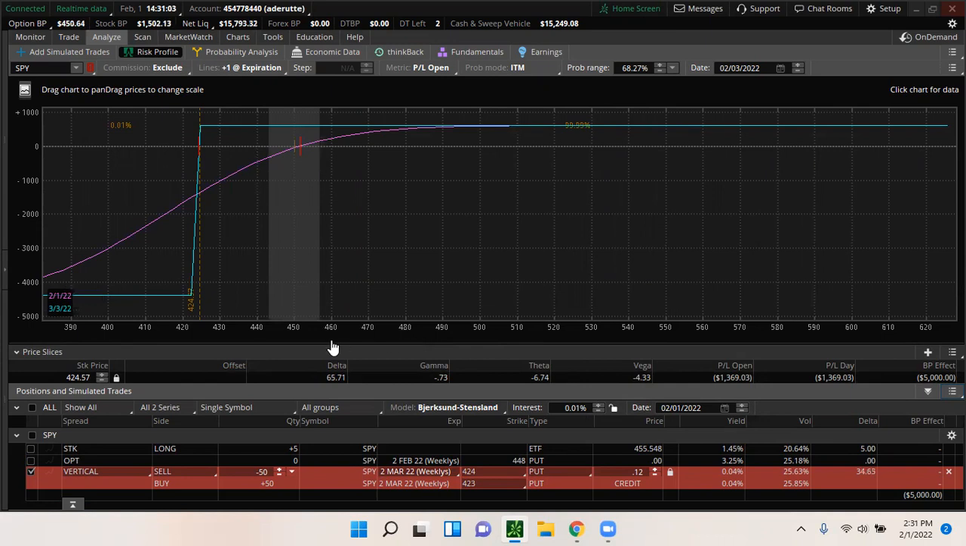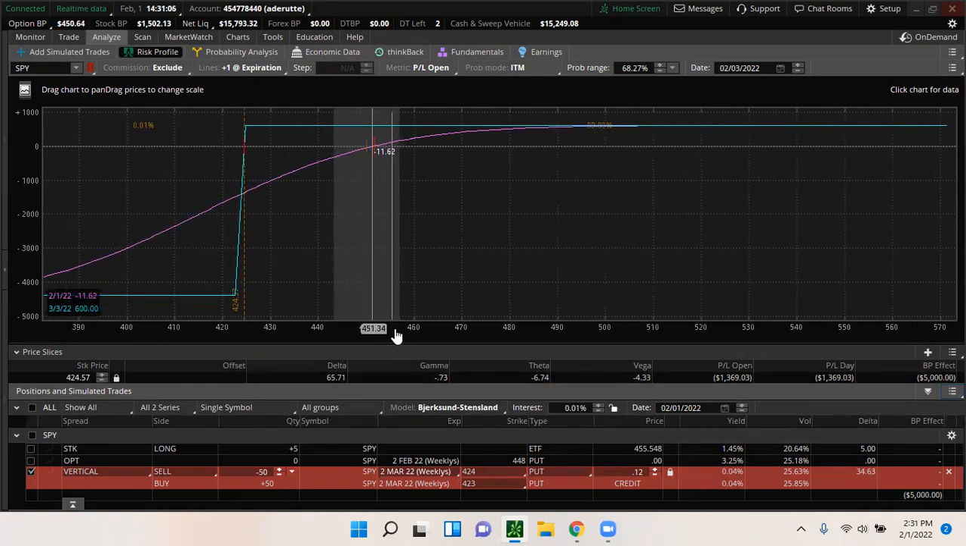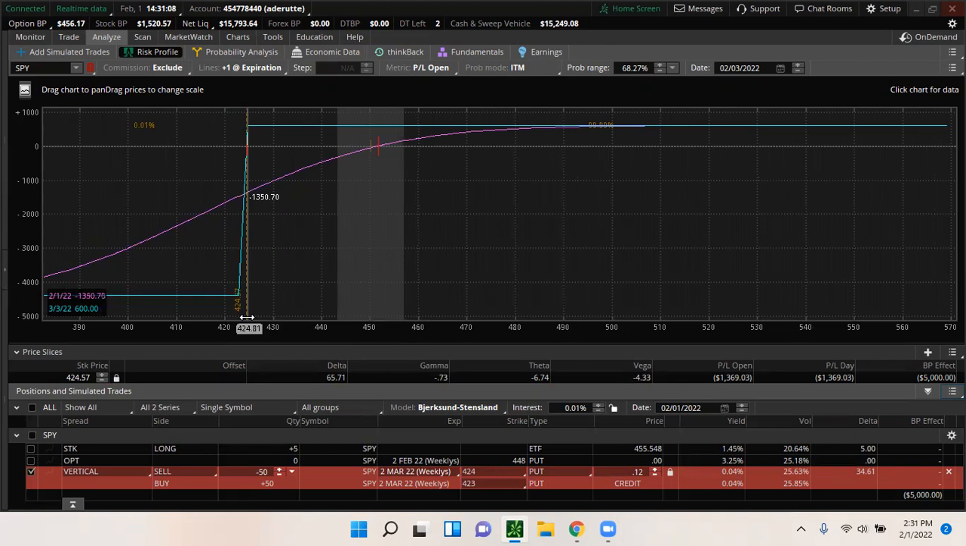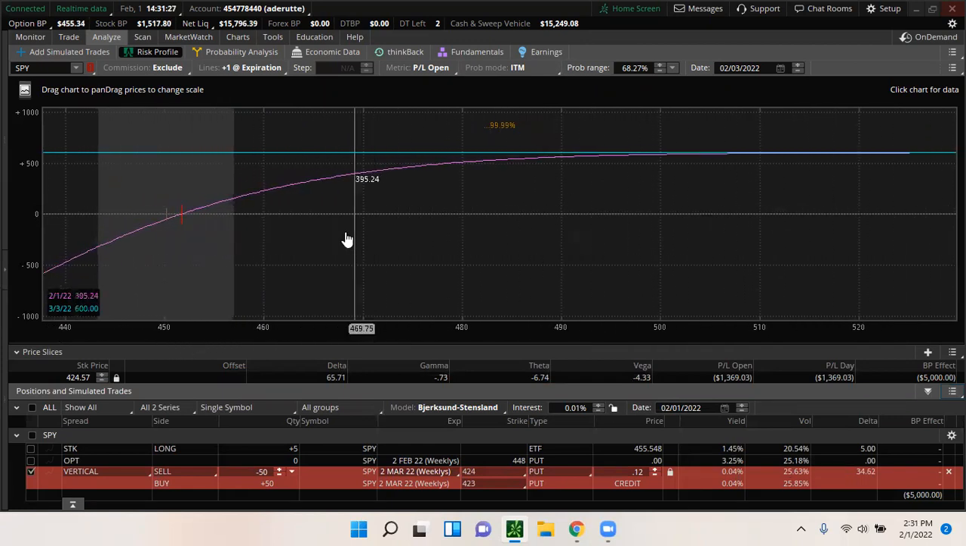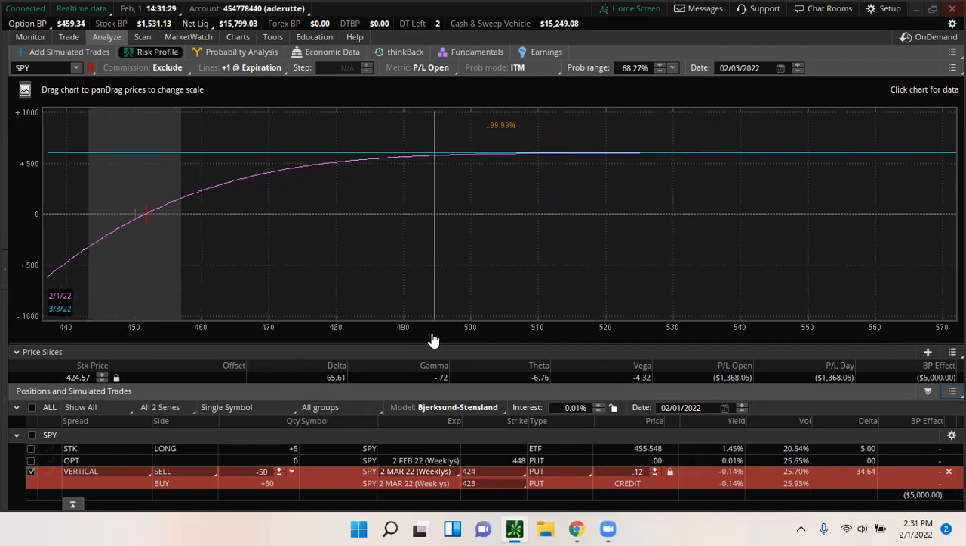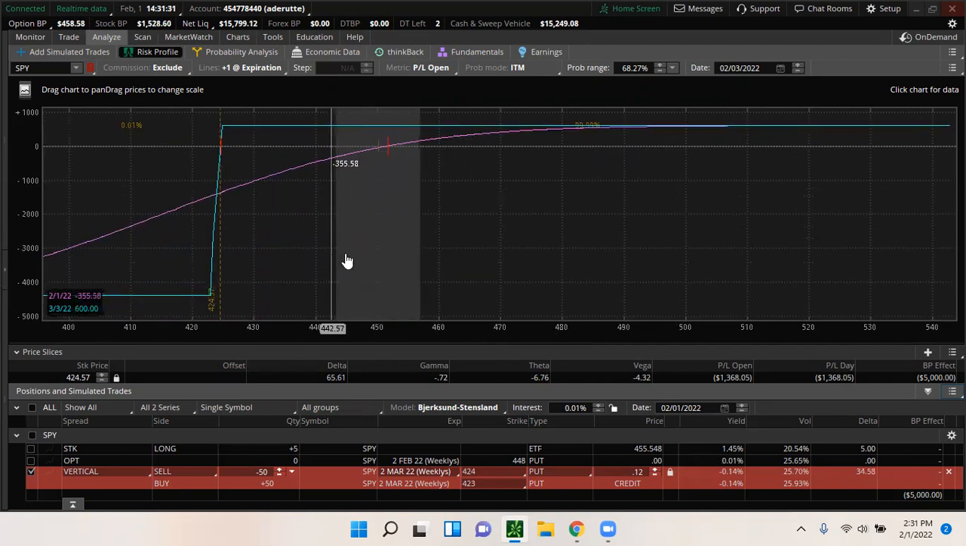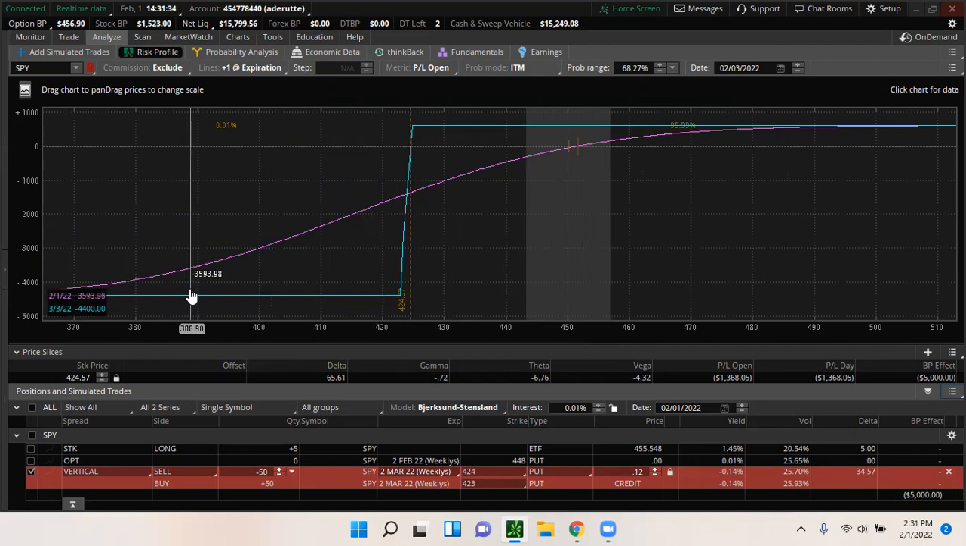So what does this mean, right? If the price is above 424 at expiration, I get to keep the entire premium, the entire $600. It could go to 620. That's not going to matter. My gains are capped by the very nature of a spread, right? My gains are capped. At the same time, my losses are capped, right?